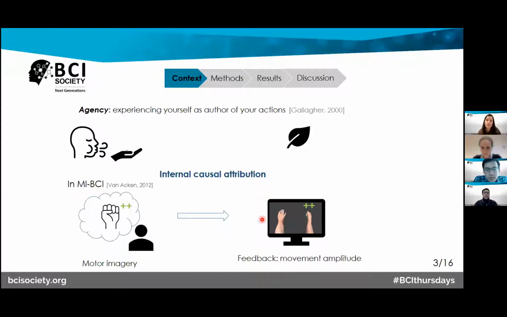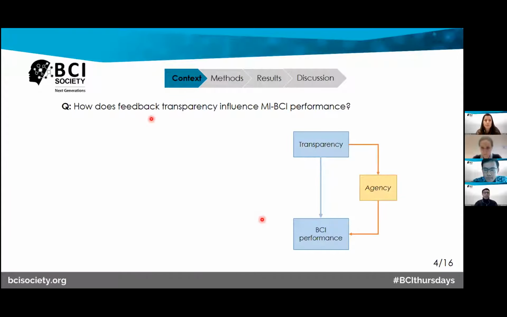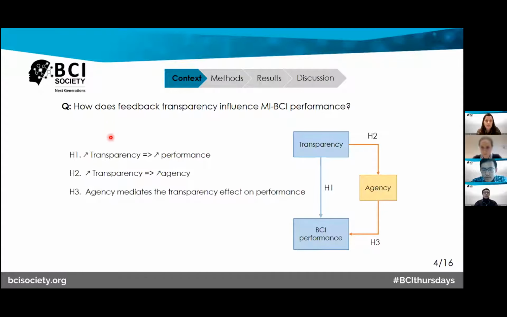So this is why the transparency of the feedback could improve the sense of agency. For this study, we wondered whether feedback transparency could influence the performance of a BCI. We hypothesized that having a more transparent feedback could improve both the performance and the sense of agency of the participant. And we further hypothesized that agency could mediate the relation between transparency and BCI performance.